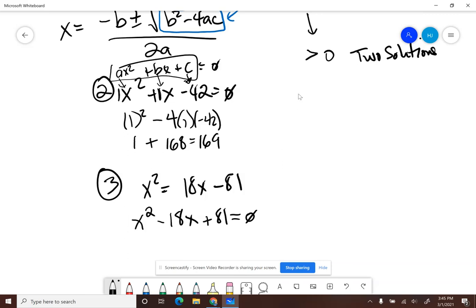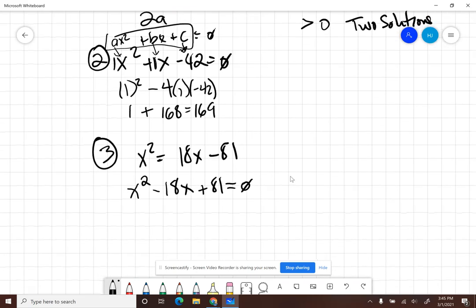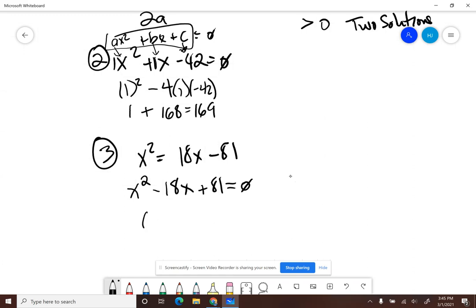Okay. So again, I'm going to do the discriminant, which is simply the part that's underneath the radical. So b squared minus 4ac. I've got negative 18 squared, because this is my b term, minus 4 times a, which again is a positive 1, times c, which is a positive 81. If you take every bit of this and put it into the calculator and see what it gives you, you're going to get an answer of 0.